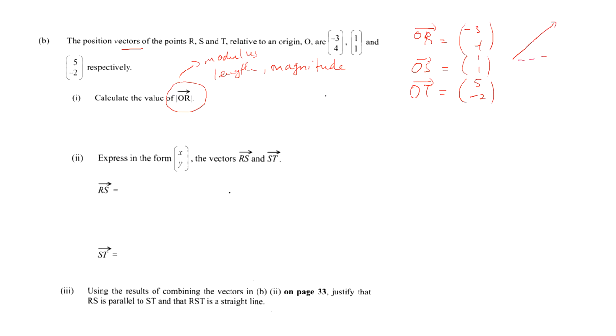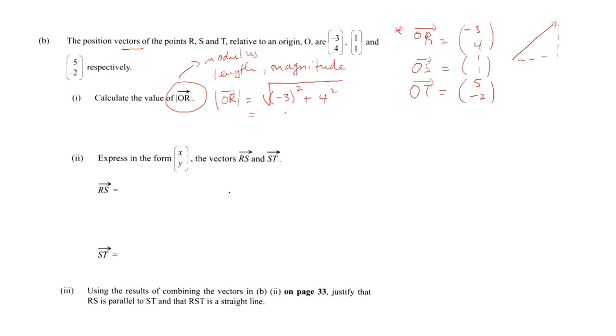And typically we have the x value and the y value, and therefore we can find the length. So we want to find the magnitude of OR. You know what the vector OR is. It's minus 3, 4. And really what you're doing is applying Pythagoras' theorem here. So you're going to say minus 3 squared plus 4 squared, and we're going to find the square root of that.